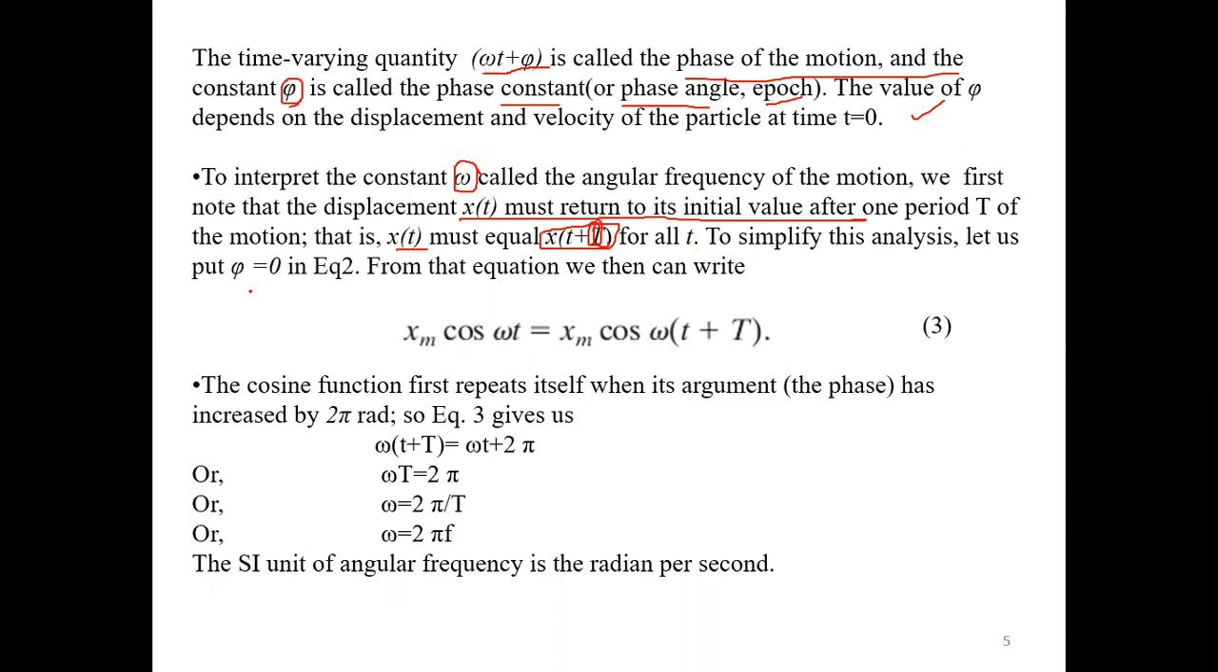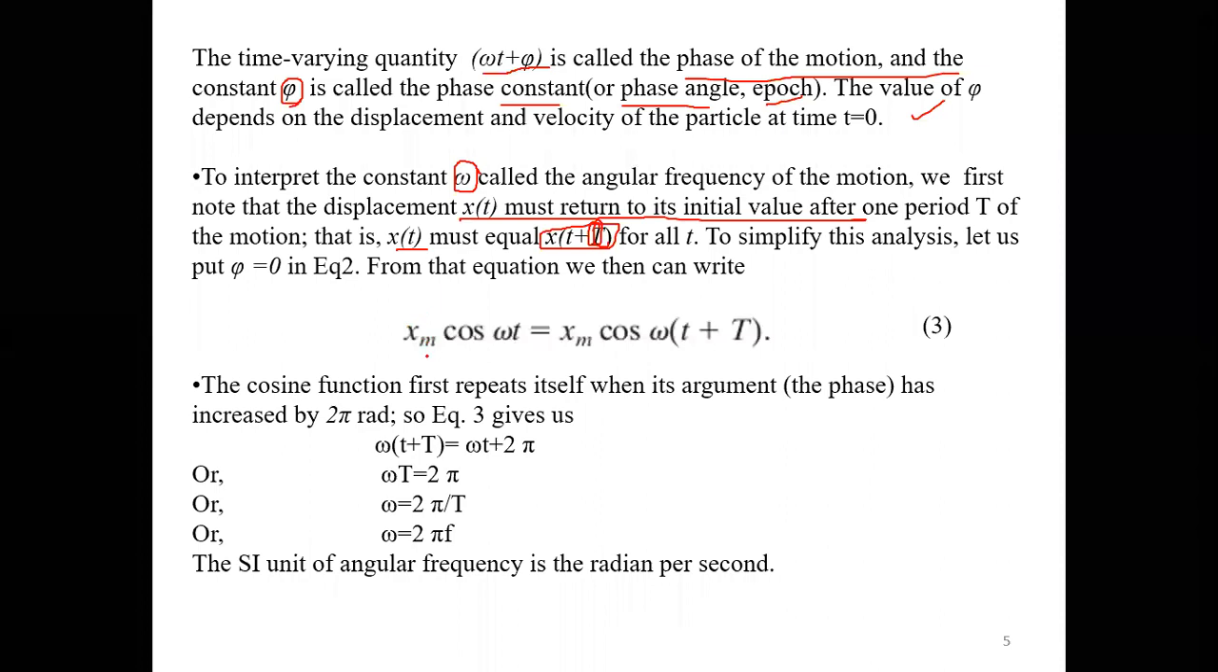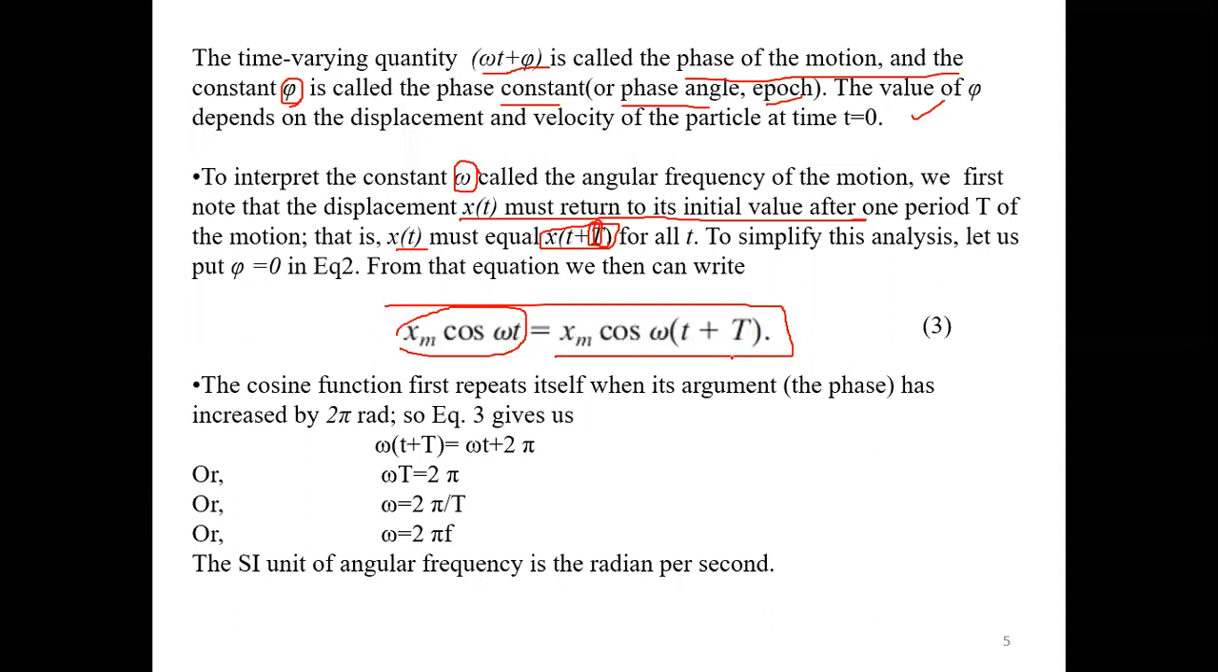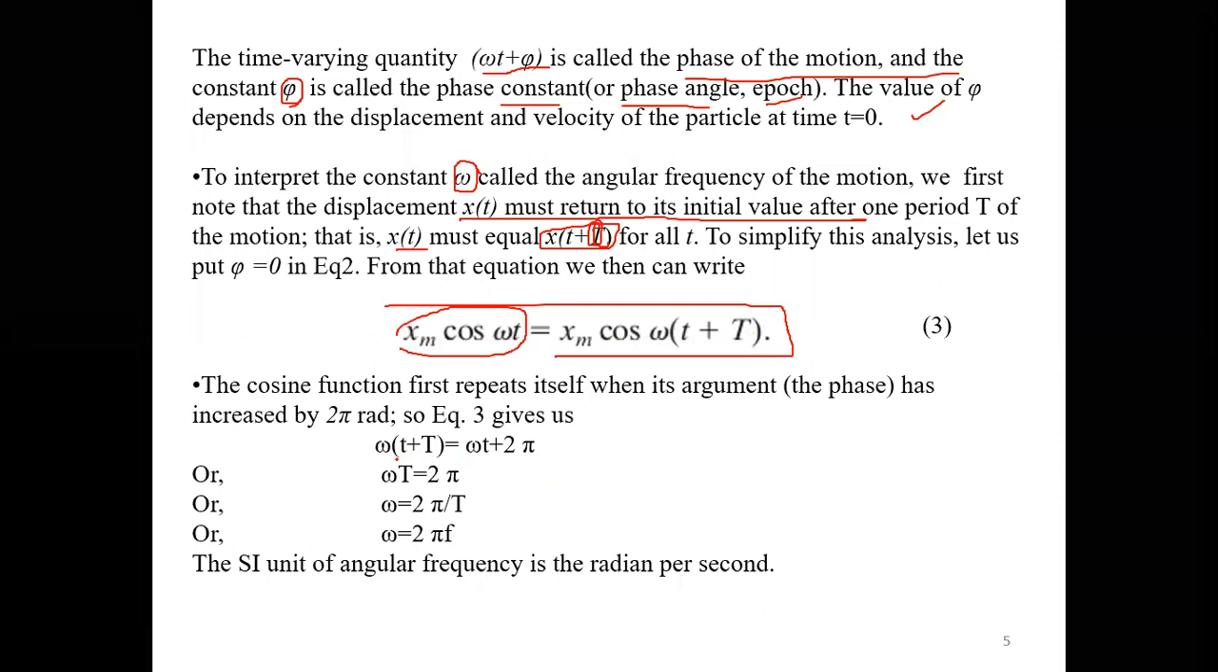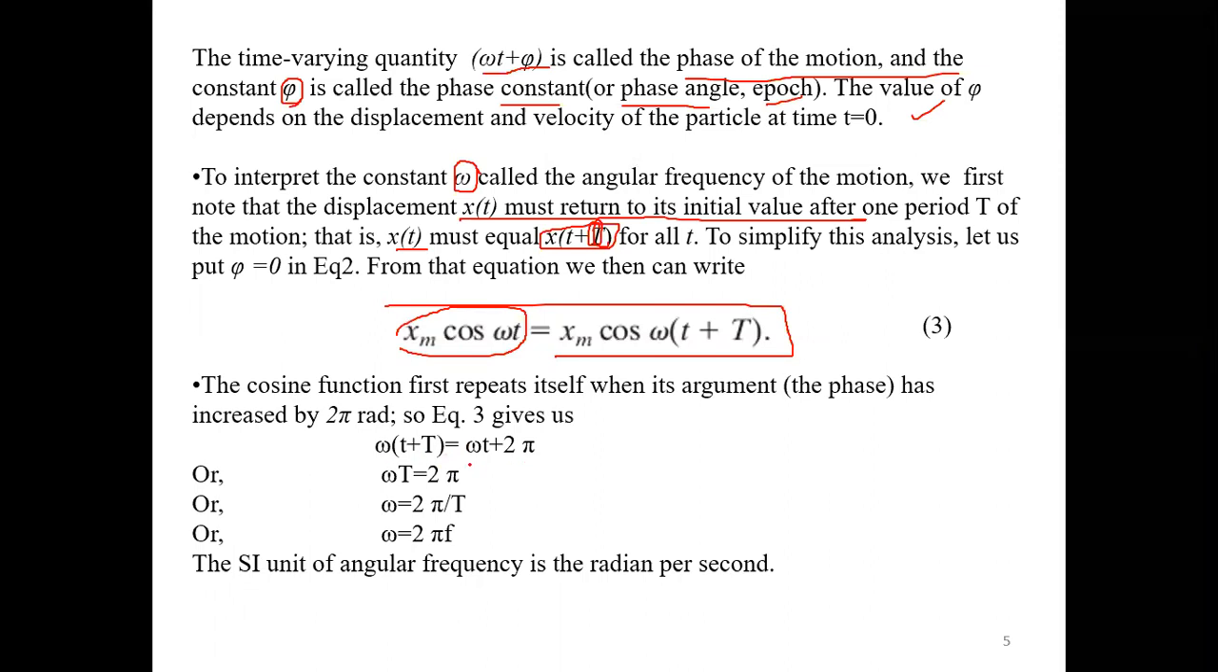So in equation 2, we put first t equal to 0, and that will be the result. And when t equals t plus T, that is the result. These two must be equal. They will be equal when omega(t plus T) equals omega t plus 2 pi. We know that cos of omega t must be equal to cos of omega t plus 2 pi, because after 2 pi it completes the full oscillation. So omega t cancels out, and omega T must be equal to 2 pi. So omega will be 2 pi by T, or 2 pi f. The SI unit of angular frequency is per second, or radian per second.